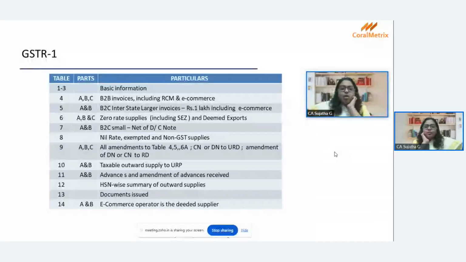And table 9, all amendments to tables 5, 6, and credit notes can be put in table 9. When it comes to table 10, it is taxable outward supply to unregistered persons. Then table 11 talks about advances.